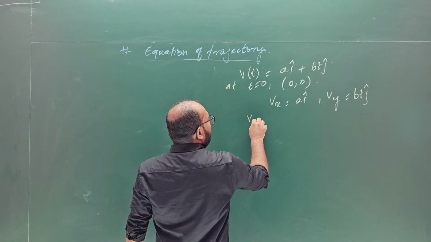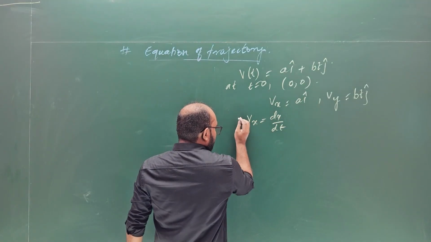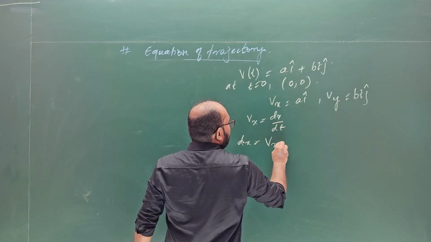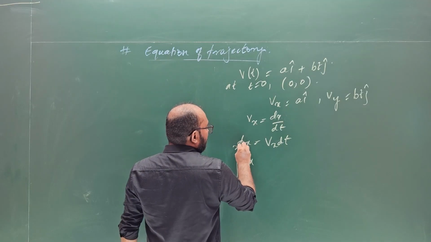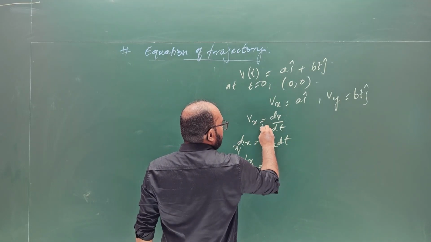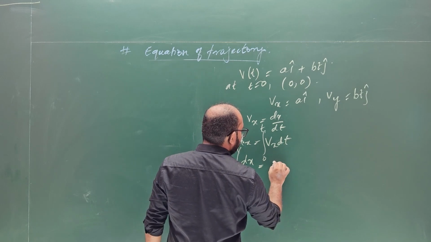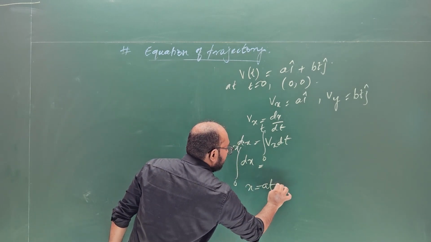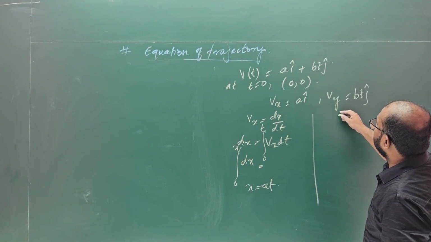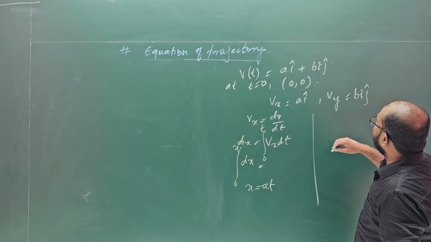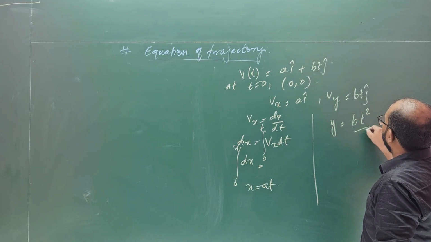This can be written as Vx is equal to dx upon dt, or dx is equal to Vx dt, and substituting the value, so dx integration from 0 to x. Again, this one is integrating from 0 to t. That is what? a t. So x is equal to a t. And from here, can I substitute the value directly? So b t square by 2, so y value we will be getting b t square upon 2.